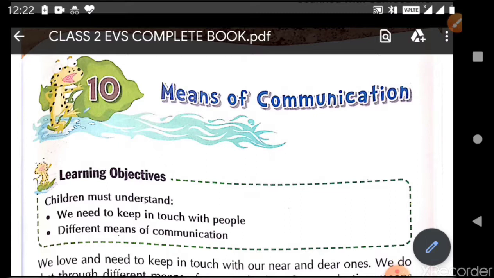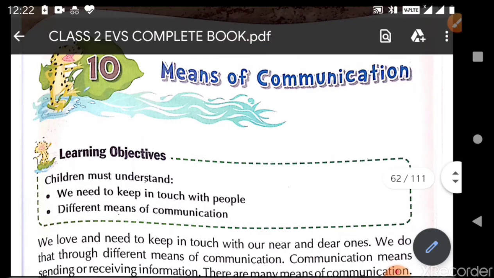Yesterday, in my previous video, I started lesson number 10 of EVS, that is, means of communication. In this lesson, our learning objectives are how we keep in touch with people and the different means of communication. Okay? In my previous video, I explained about different types of means of communication.